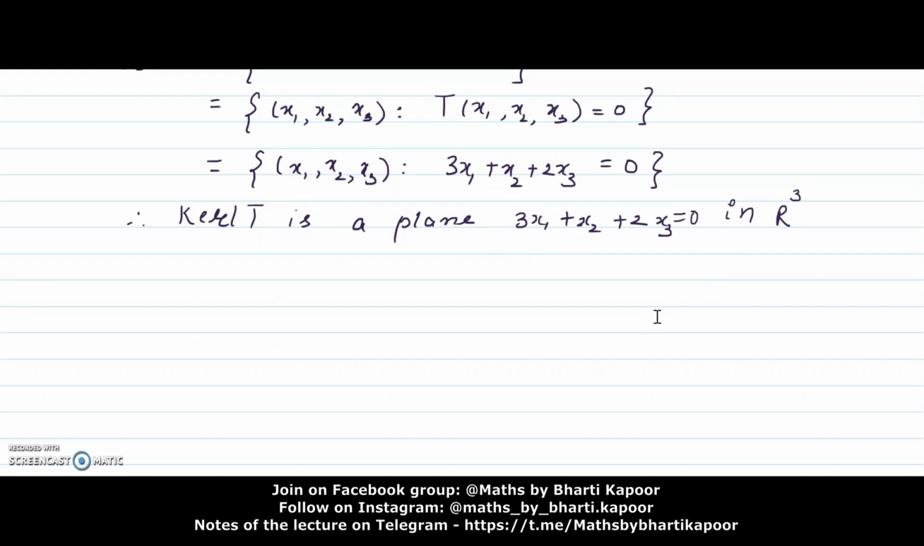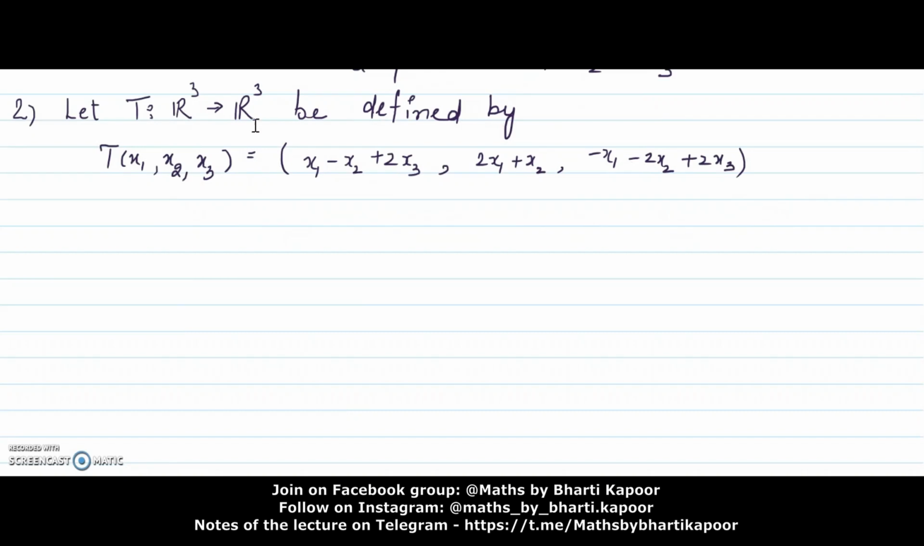Let's do one more example in which we will find range of T and kernel of T. Let T from R cube to R cube be defined by T(x1, x2, x3) equal to (x1 minus x2 plus 2x3, 2x1 plus x2, minus x1 minus 2x2 plus 2x3). So the image of one element of R cube is this element which is again in R cube. So we will find range of T.